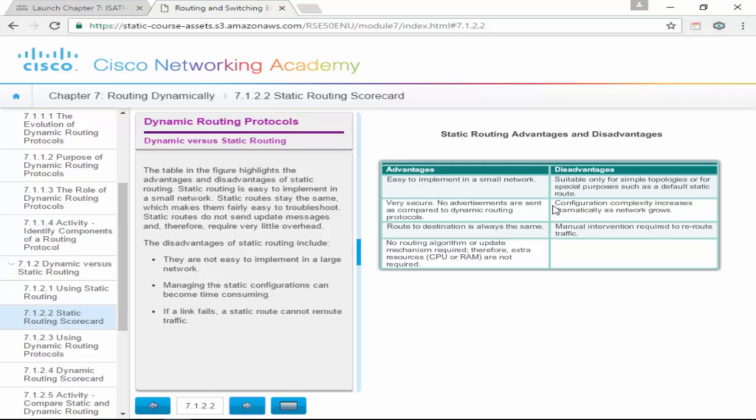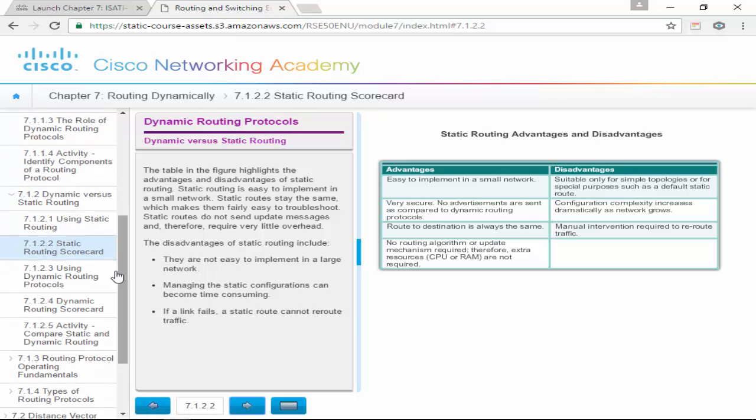Disadvantages. Well, if you're in a big network, they suck. The more networks you get, the more complexity you get. You have to put in all of these routes and all of these on multiple routers, and then figure out the next hops, and you have to have good documentation to do this. So if you have bad documentation, you're just up a creek. Manual intervention is required to reroute. So if a link goes down, it's just down, right? We're not getting a different route at that point.